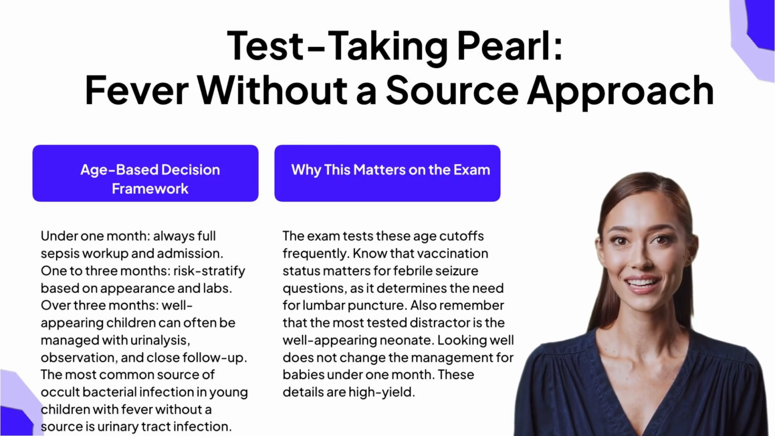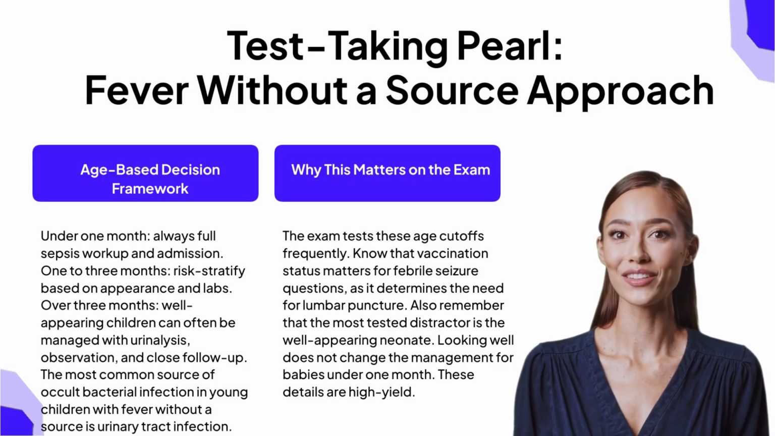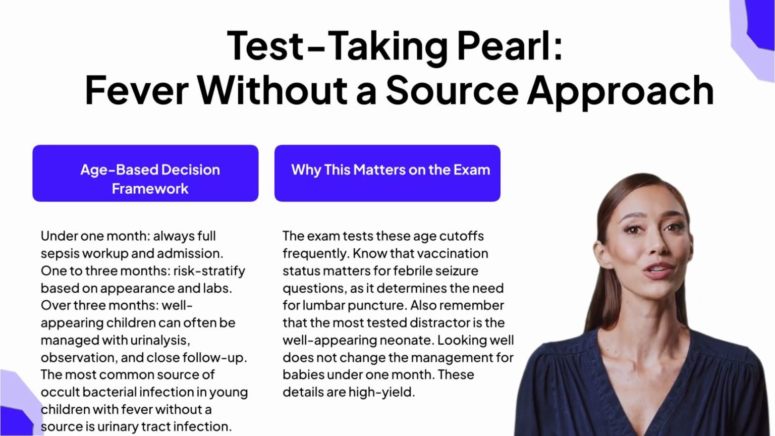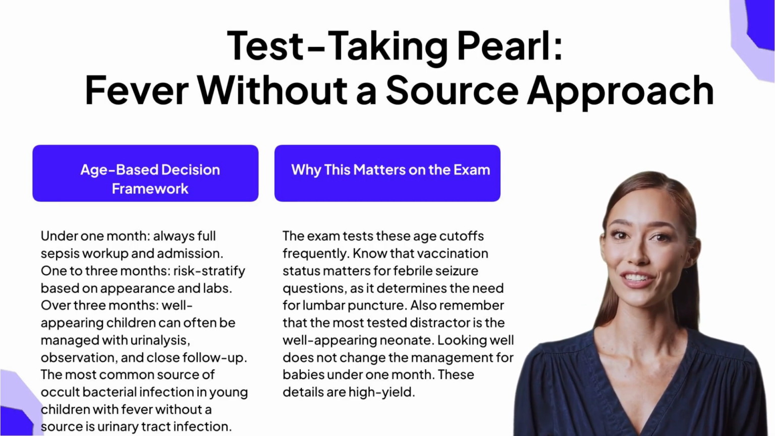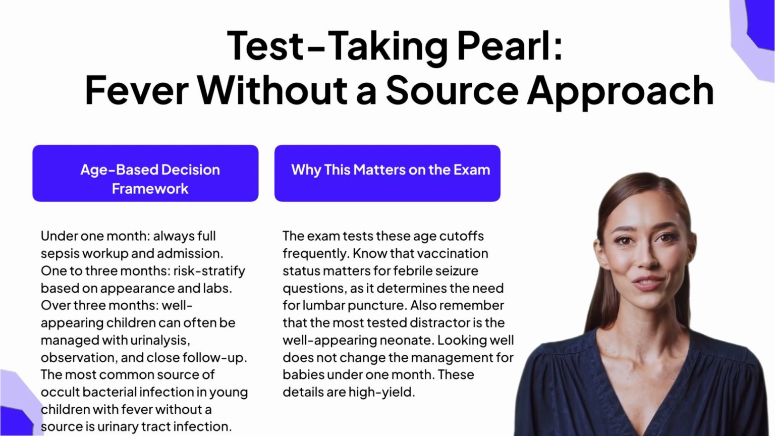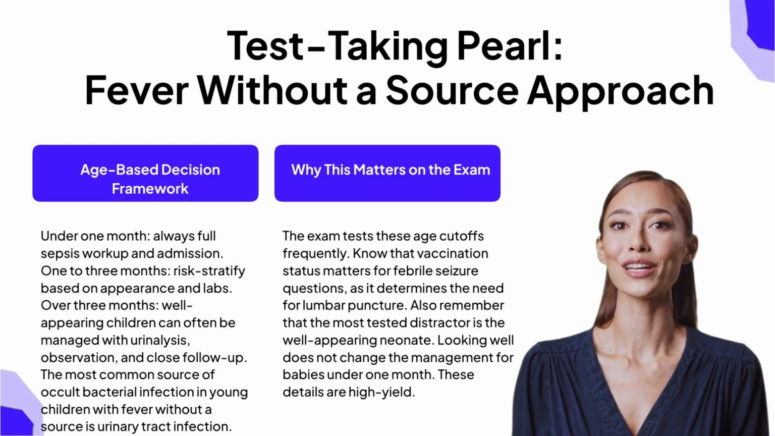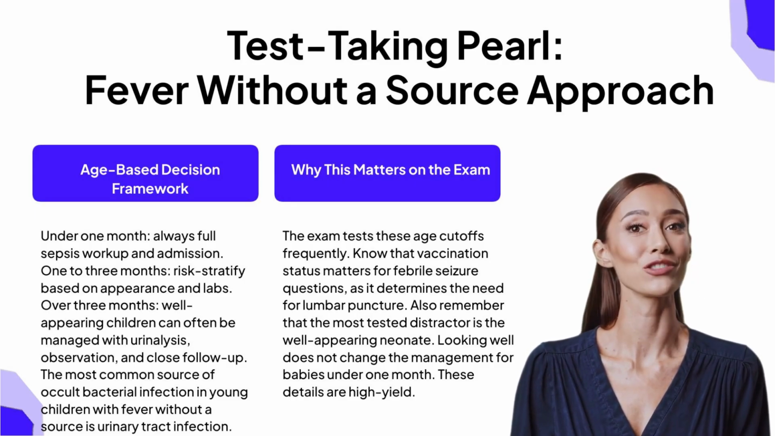Here is a critical test-taking pearl about the fever without a source approach. When you see a febrile child on the exam, your first mental step should always be to identify the age. Under 1 month, the answer is always a full sepsis workup and admission, no matter how well the baby looks. For 1 to 3 months, you risk stratify based on clinical appearance and lab results. For children over 3 months who appear well, you can often manage with a urinalysis, observation, and close follow-up.